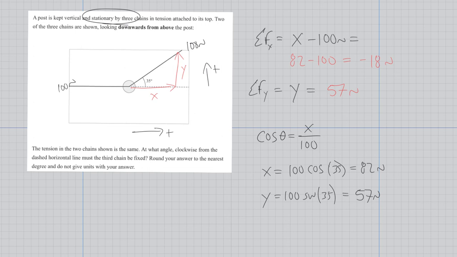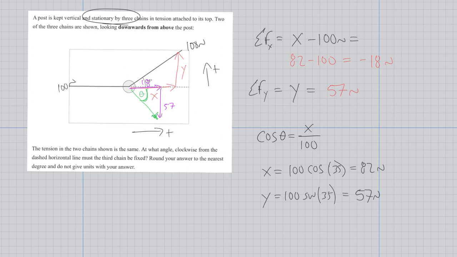chain to produce forces that are opposite of those. So in the x direction, we're going to have 18 newtons this way, and in the y direction, we're going to have negative 57 that way. And so the net force for my third chain would point in this direction. And we don't actually need to find that. All we're simply trying to find is the angle. And the angle would be this angle created right there.